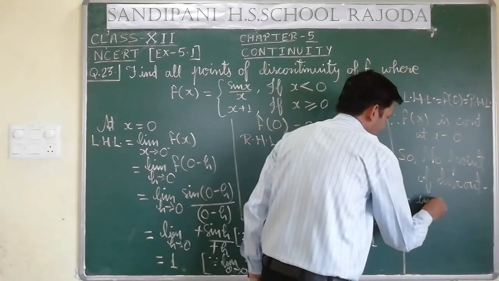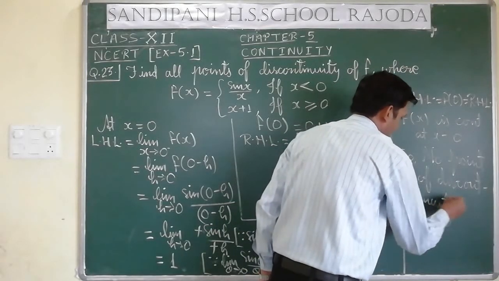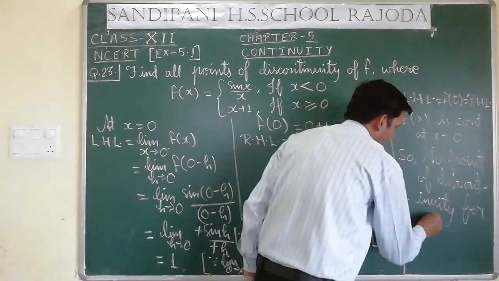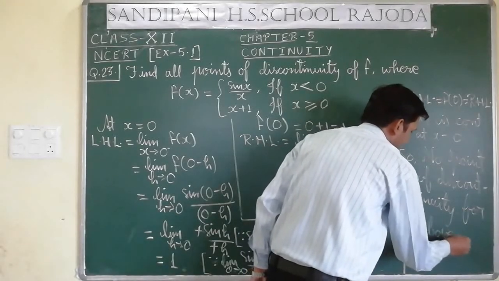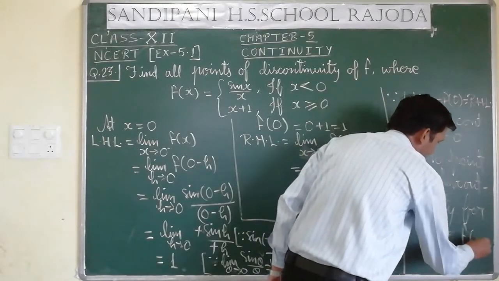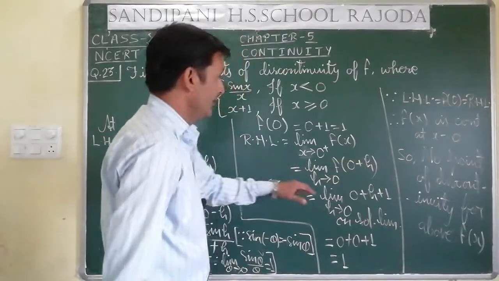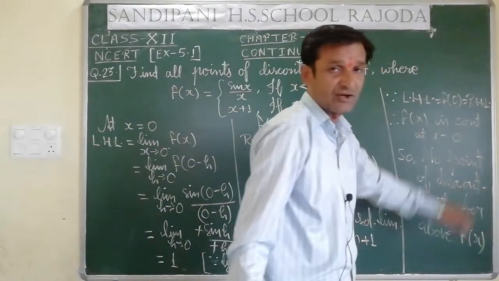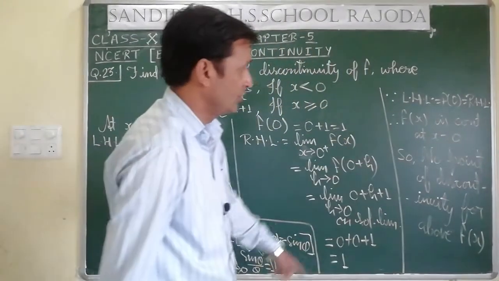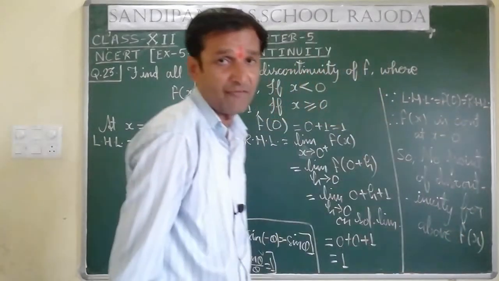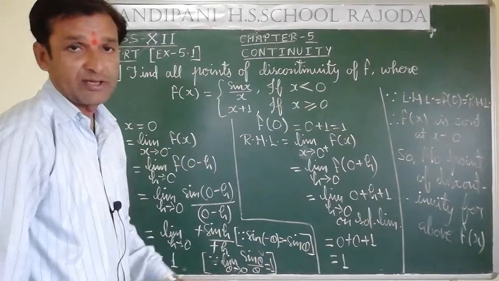Discontinuity for above function, above f of x, we can say. Means here it is continuous at x is equal to 0. So we may conclude now, so there is no point of discontinuity for above function f of x. This question is over.